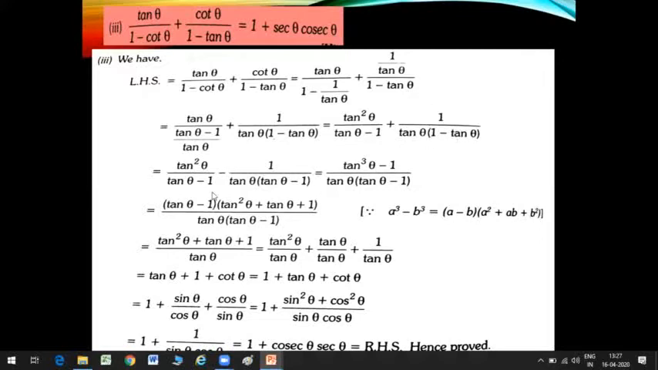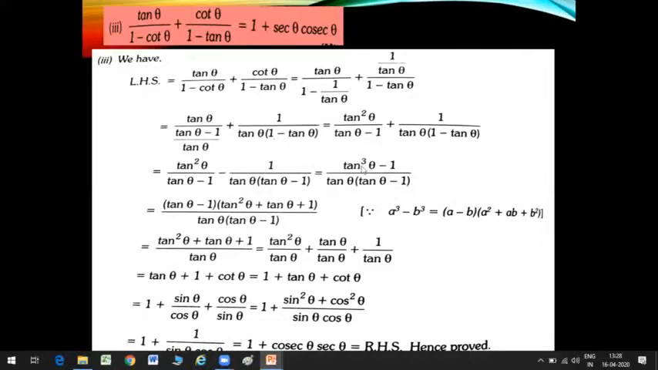Then in the next step this becomes tan square theta over tan theta minus 1, minus 1 by tan theta. 1 minus tan theta we write as tan theta minus 1 because minus we have taken common. After this, now it's easy for us to take the LCM. The LCM will be tan theta into tan theta minus 1. See, tan theta into tan theta minus 1. Then in the numerator, this tan square theta is to be multiplied with this tan theta. So this becomes tan cube theta, minus this minus sign and 1. So in the numerator, it is now tan cube theta minus 1, divided by tan theta into tan theta minus 1.